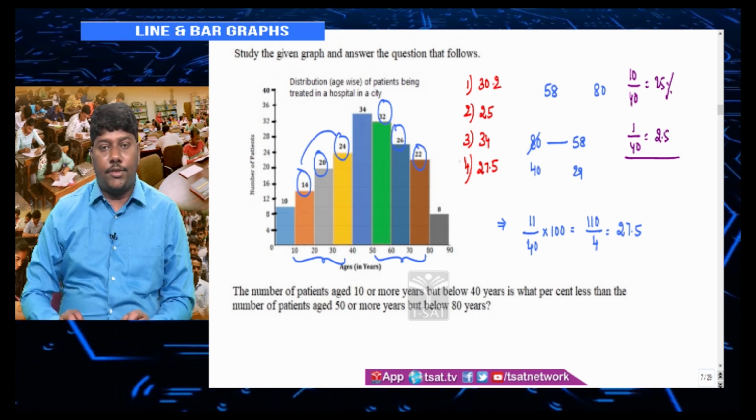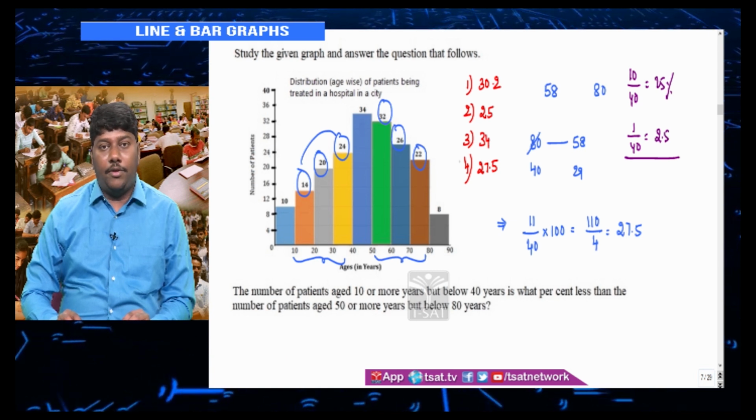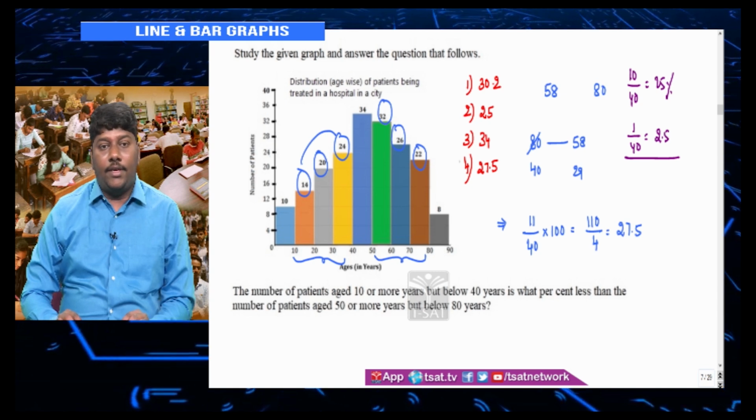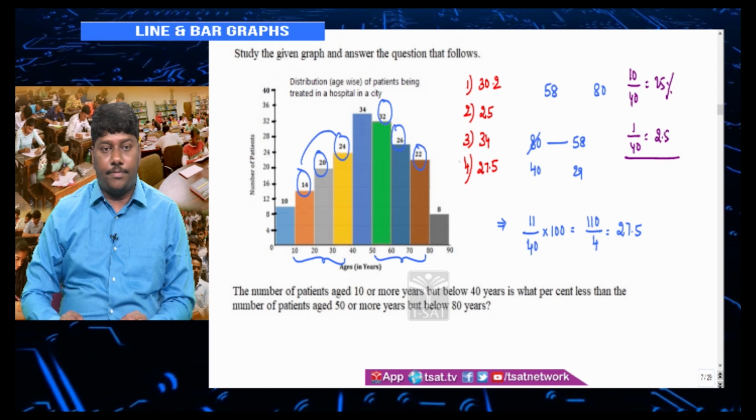In the previous class also we have seen 19 by 40, that was 47.5. I also told you what is 21 by 40, that is 52.5. You can get these things; the basics of these things will be cleared in your percentages chapter.